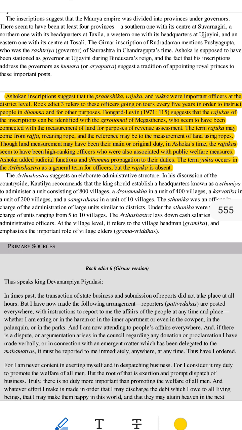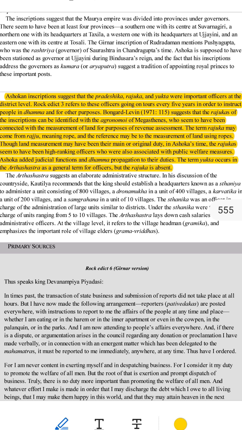2. What did Ashoka want these officers to do? Ashoka asked these officers to go on tours every 5 years. Why did they go on tours? They travelled to different places in the district to teach people about Dhamma, Ashoka's idea of living a good, kind, and honest life. They also did other important work like helping people with problems and checking if rules were being followed.